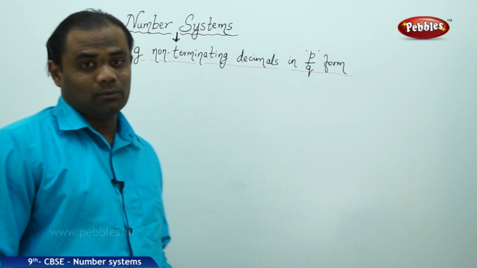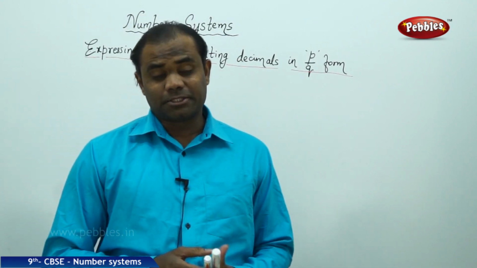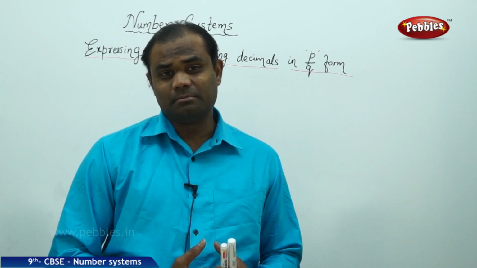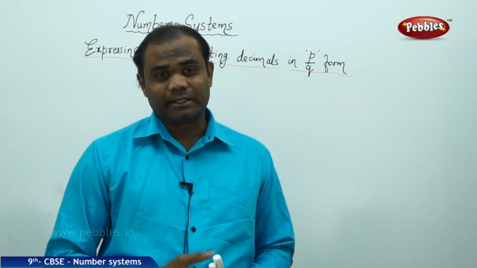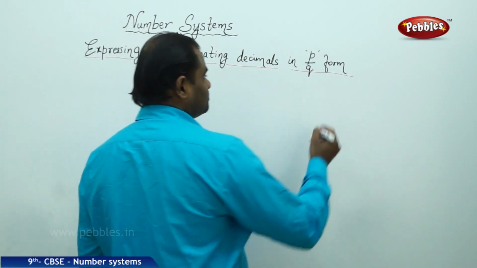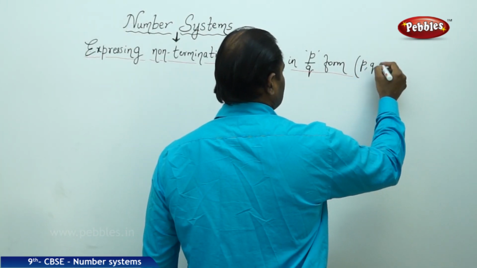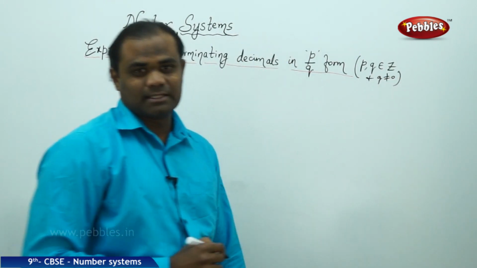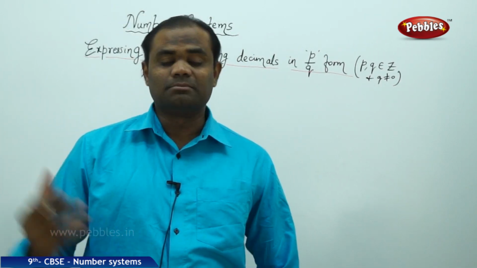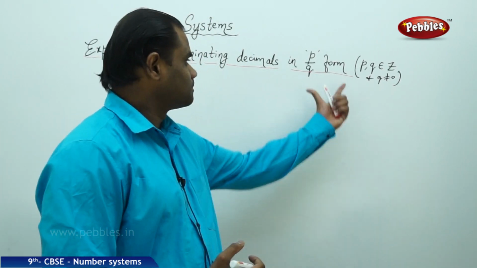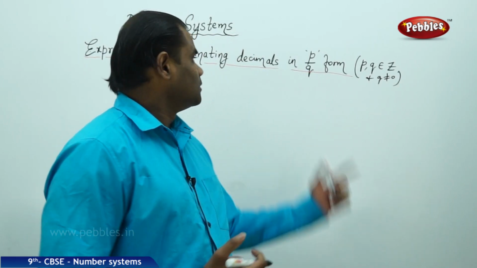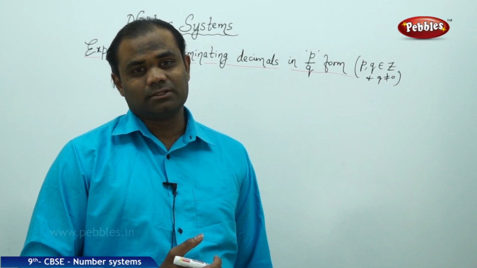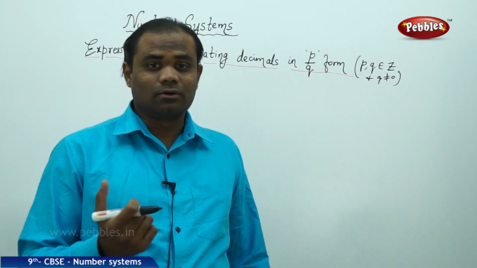Now let's see how a non-terminating decimal can be expressed in p by q form. Or is it possible that a non-terminating decimal can be expressed in p by q form? That is, in a rational form such that p and q belong to Z and q not equal to 0. So I want to express a non-terminating, a never-ending decimal number, in the p by q form, a rational number. So let's see how we can do that, or whether it is possible or not.